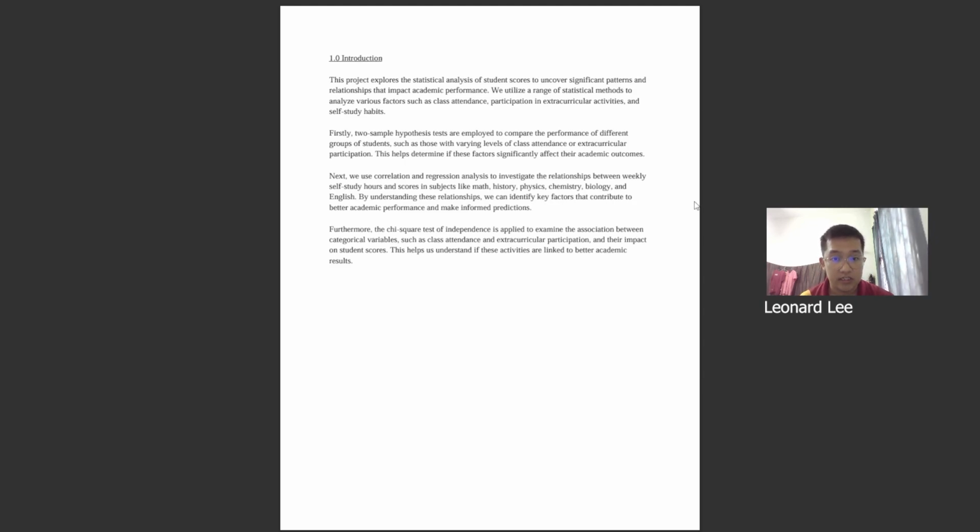Furthermore, the chi-square test of independence is applied to examine the association between categorical variables such as class attendance and extracurricular participation and their impact on student scores. This helps us understand if these activities are linked to better academic results.